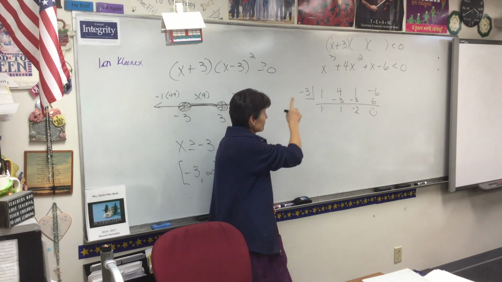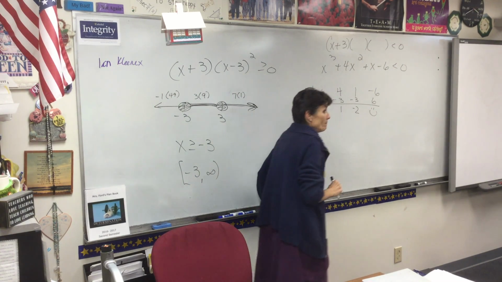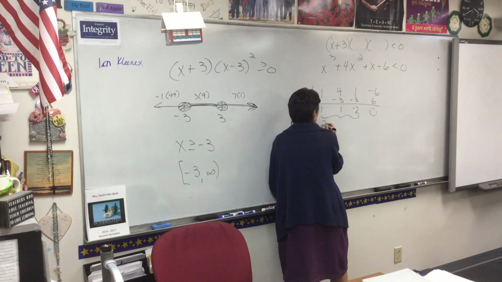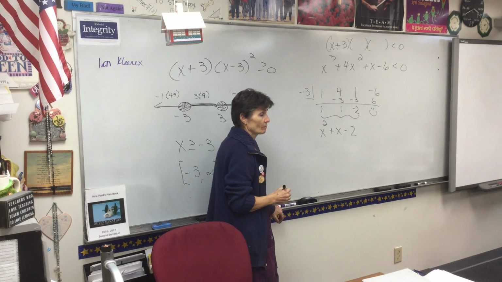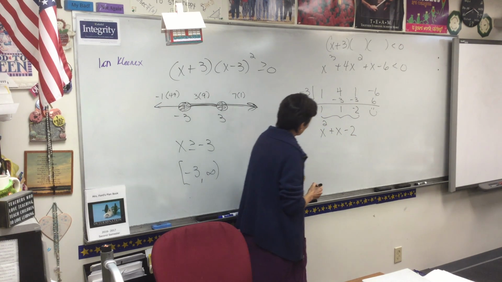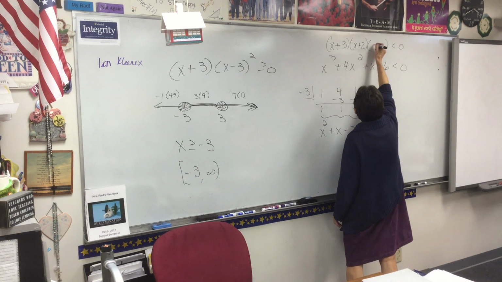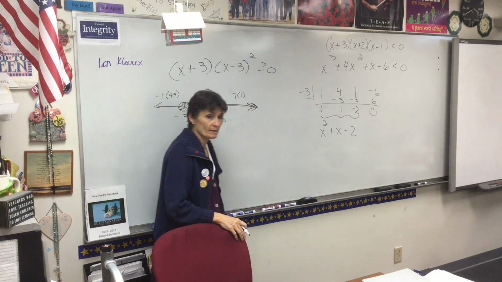Now we still need the other 2 factors. Where are they coming from? Right here. So x squared plus x minus 2, which hopefully factors. X plus 2, x minus 1. Plus 2, minus 1, is Jalen right? I think so.